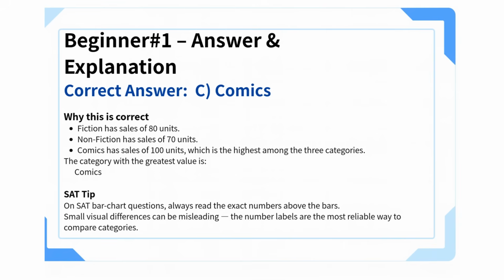Even though the bars look different in height, what matters most on the SAT is the actual number label, not the visual impression. Small changes in color, width, or spacing can trick your eyes, so always trust the numbers first. Since comics has the largest value, the correct answer is option C, comics. Remember this approach, reading exact numbers before comparing, because it will help you avoid many common mistakes in bar chart problems.